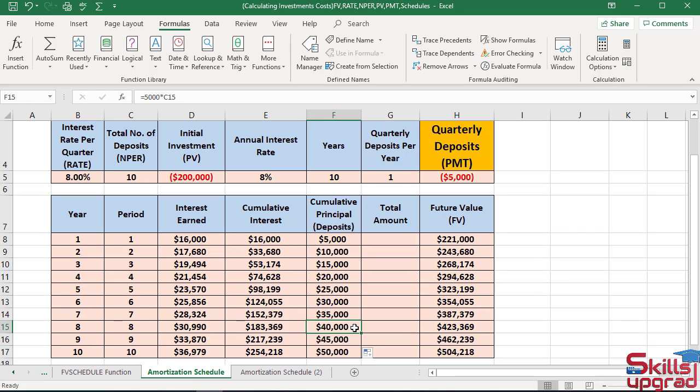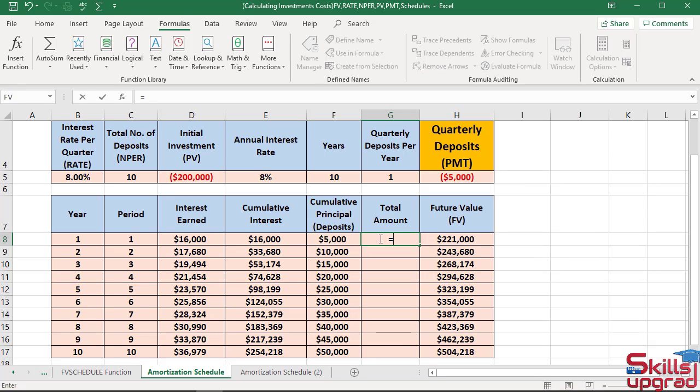Now I calculate total amount of each period in column G cells. Active cell reference G8. The total amount increases the investment over the initial deposit at the end of each period. Total amount is calculated by adding the value of cumulative interest and cumulative deposits.